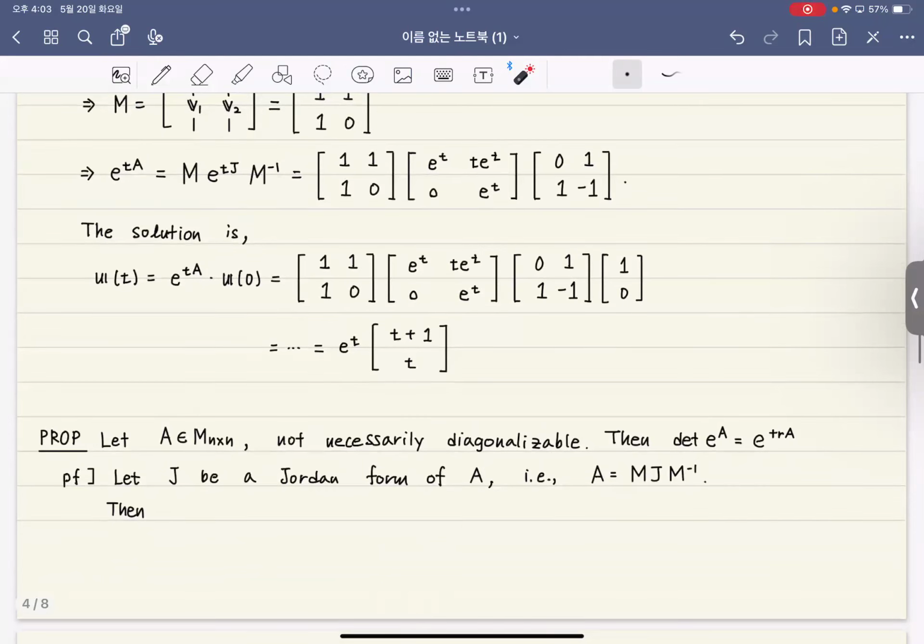There is another very important proposition. I'm going to give you a couple of seconds to read the statement. It says: I have a square matrix A, which is not necessarily diagonalizable. Then the determinant of the matrix exponential is this exponential on the right, the regular exponential from calculus 101, of the trace of the matrix A.